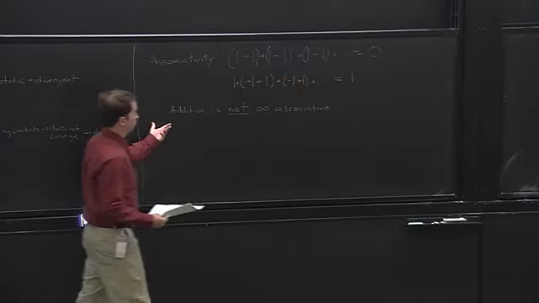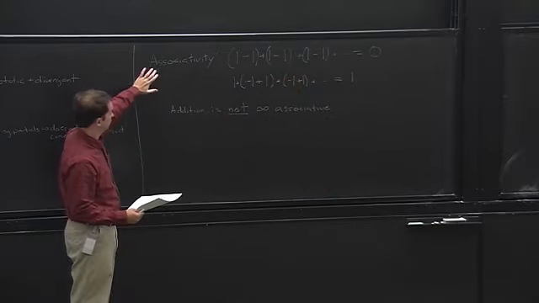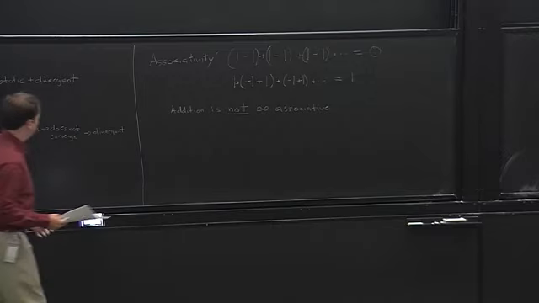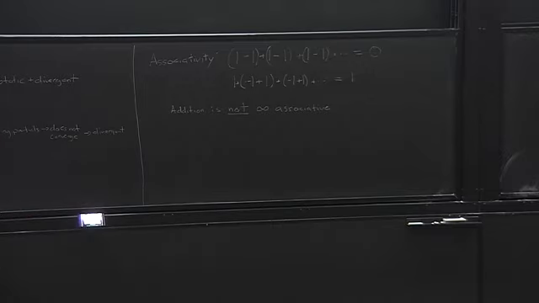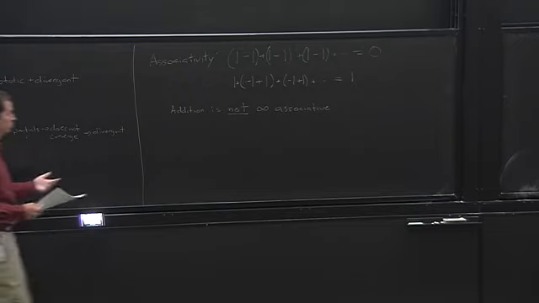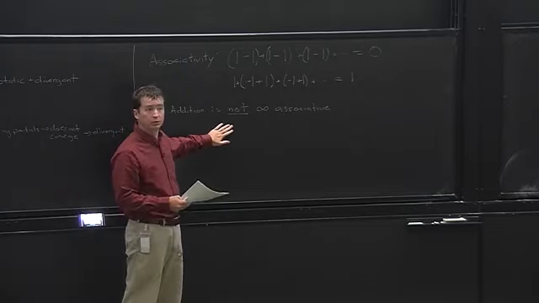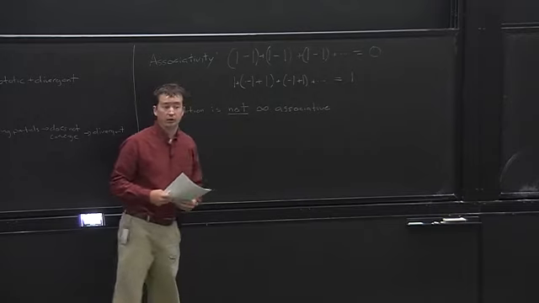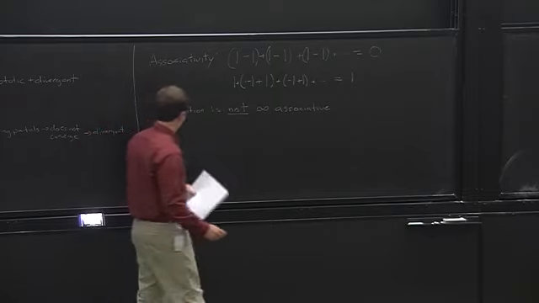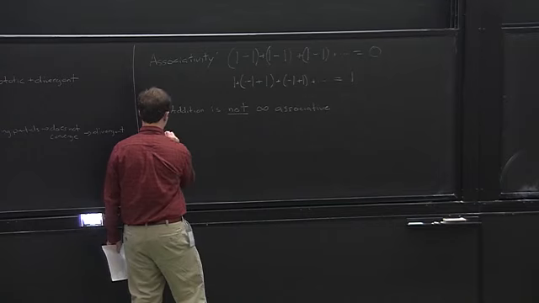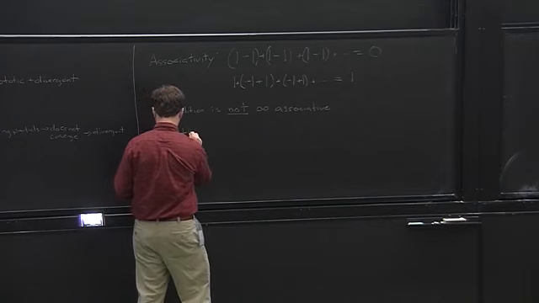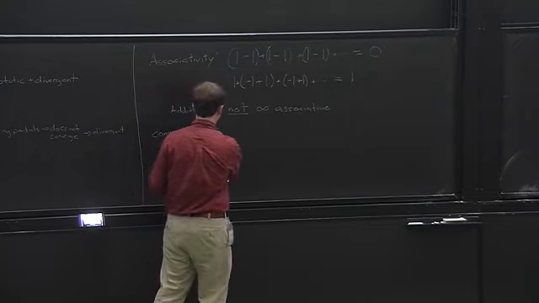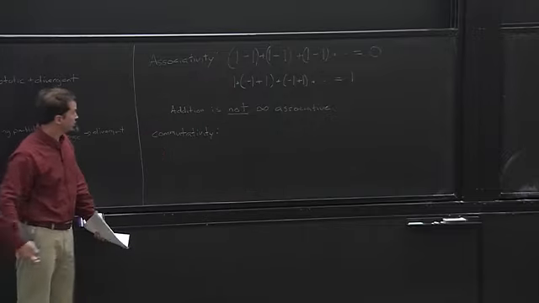So if we're going to have any chance of assigning in a consistent way a finite value to a divergent series, we can't use associativity infinitely many times. Okay, so addition is not associative.